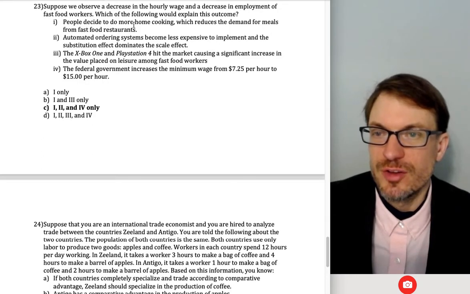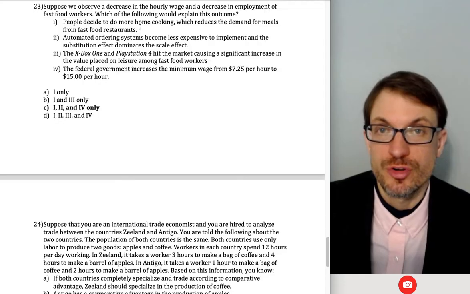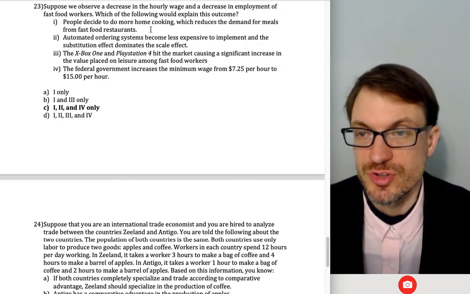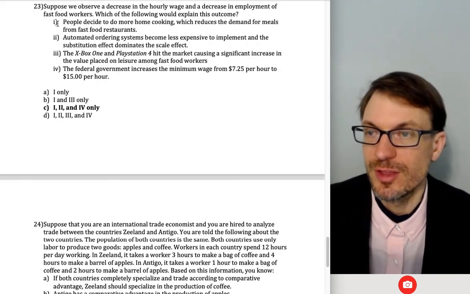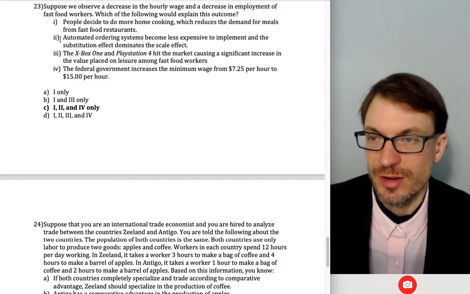Let's see, people decide to do more home cooking, which reduces demand for meals, and therefore demand for workers producing those meals. That's a leftward shift. That's a decrease in labor demand. So we're expecting this one to be part of any correct answer.